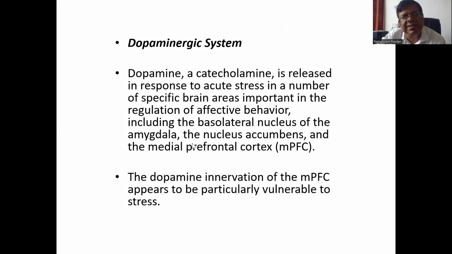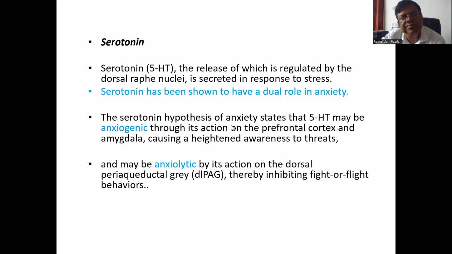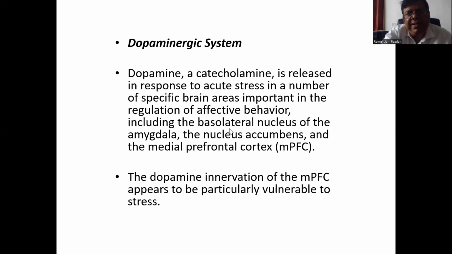Then the dopaminergic system. What happens to this system? Dopamine is a catecholamine. It is released in response to stress in a number of associated brain areas important in the regulation of affective behavior, including the basolateral nucleus of the amygdala, the nucleus accumbens, and the medial prefrontal cortex. The dopamine innervation of the medial prefrontal cortex appears to be particularly vulnerable to stress.